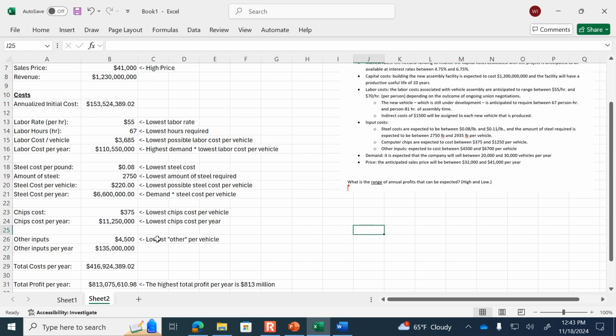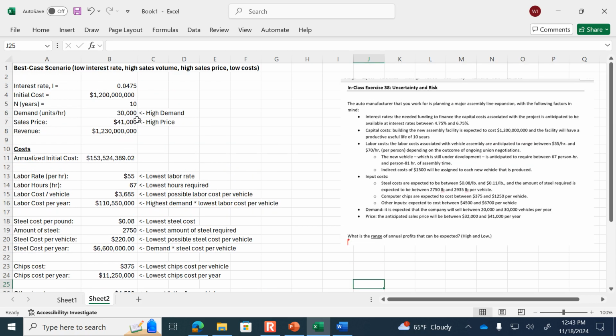Okay, I've been going through my solution. Now, of course, yours doesn't have to look like mine, but we should all have the same final answer for this best case scenario. The best case scenario represents low interest rate, because the low interest rate is what determines our annualized capital cost. In other words, the capital recovery, since we're going to spend $1.2 billion making this new assembly facility, we want to know the annualized cost of that. If we use a 10-year period and the low interest rate, then it's like $154 million.